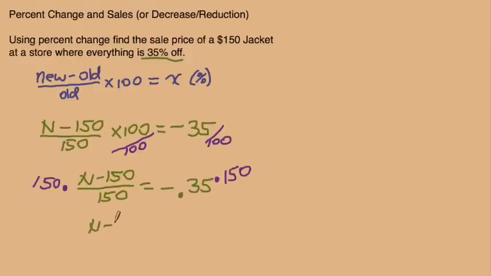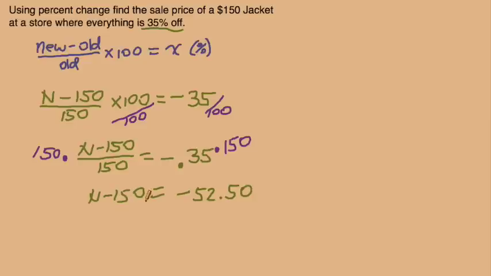You get n minus 150 is equal to 35% of 150, which is 52.50. But it's going to stay negative, so this becomes negative 52.50. And then the last step, of course, add that 150 across. Now when we add this 150, because they're going to be opposite signs, we're subtracting these two numbers. So the final answer will be 150 minus 52.50, so let's see, for a grand total of 97.50.